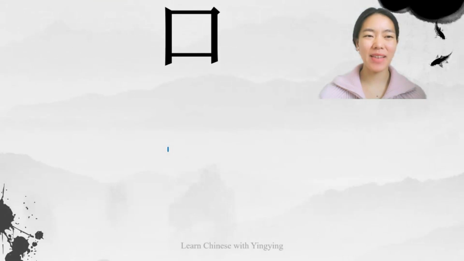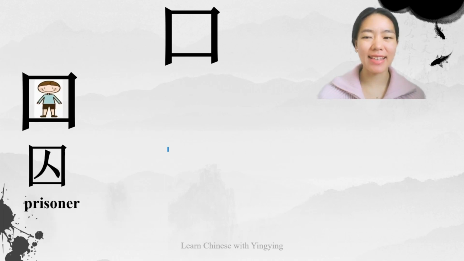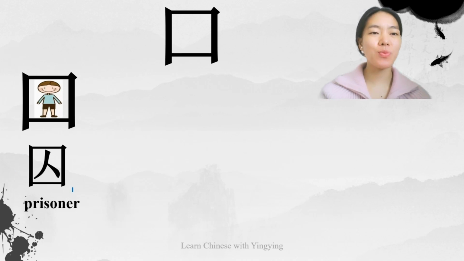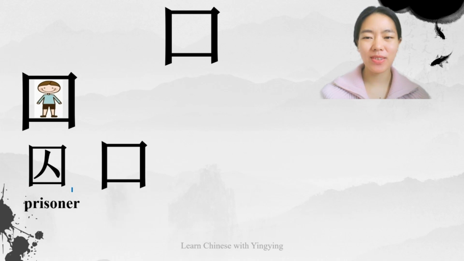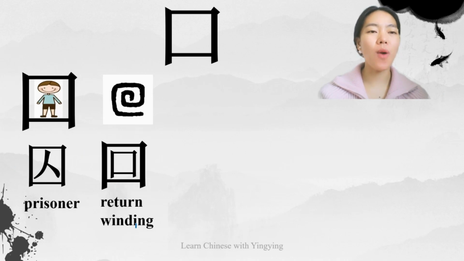Let's dive in. For instance, this is a super important Chinese radical. It looks like a square. So when you put a person in a square, it becomes this word, and it means prisoner. And if you put another square in the square, it means return, or widening, two common meanings of it.